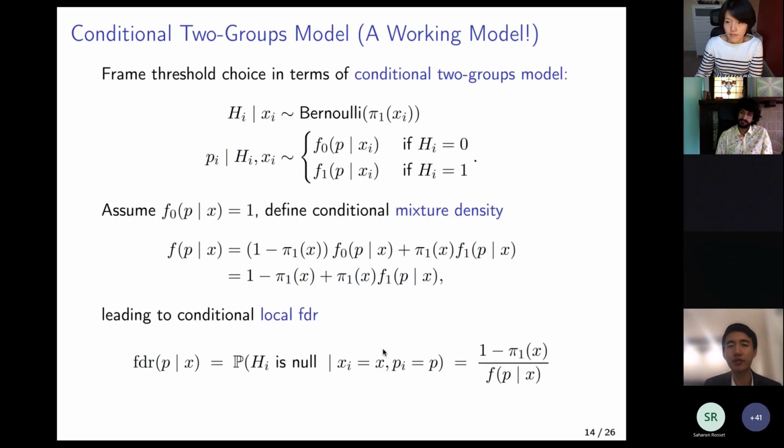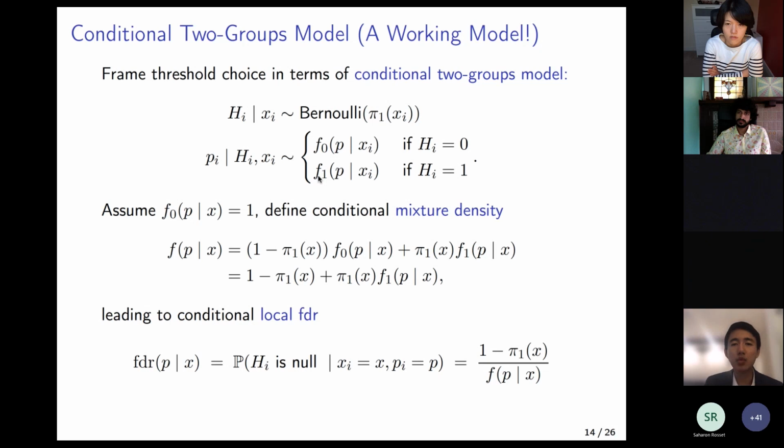So let me give you a concrete example. One working model that we found very useful in our applications is the simple conditional two-group model, where we assume that conditional on x, xi, the indicator of being null or non-null, is a Bernoulli random variable with a potentially covariate-dependent mean pi 1 of x. And we assume that conditioning on this being null, it has a density f null. Conditioning on this being non-null, it has a density f1, and we allow both f null and f1 to depend on x. So this model is very flexible.